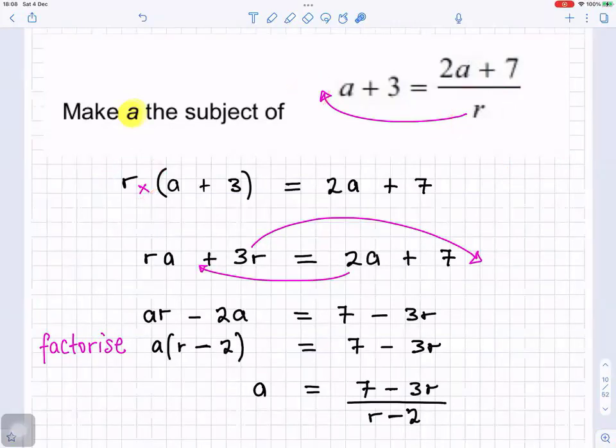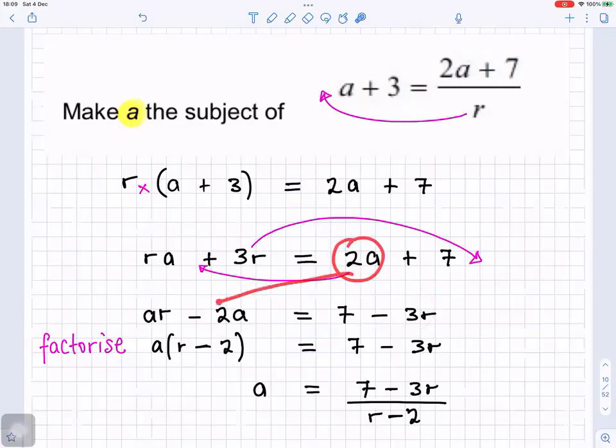So R times A plus 3 in bracket is equal to 2A plus 7. You remove the bracket. R times A is RA. R times 3 is 3R. We put all the ones with A to the left side. So plus 2A comes to the left, it becomes minus 2A. Plus 3R goes to the right, becomes minus 3R.